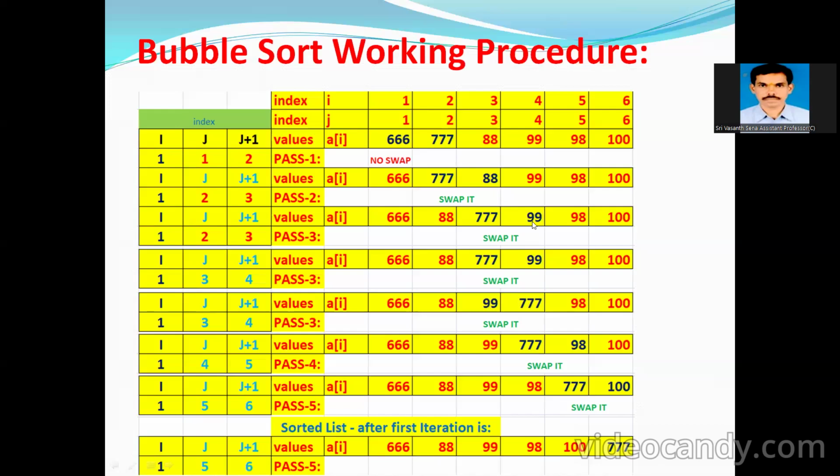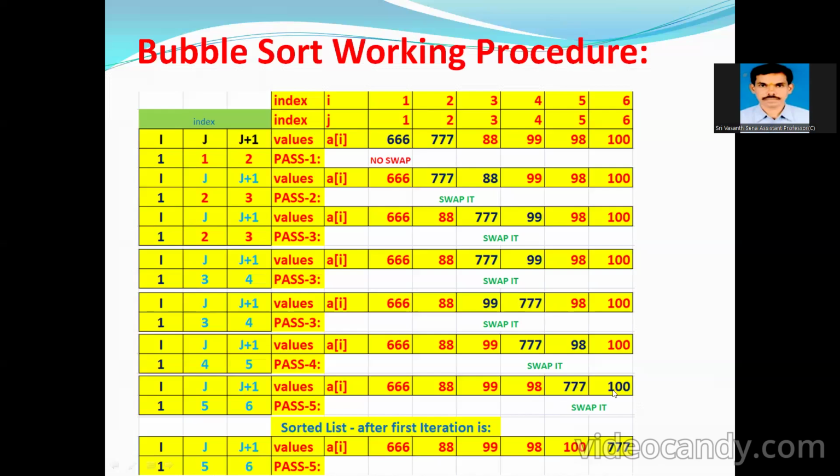This condition is true. Then we need to swap these two elements. So 99 comes to here, 777 goes to here. Again, 777 and 98, you need to compare. 777 is greater than 98. This condition is true. Again, we need to swap these two elements. So 98 comes to this position and 777 goes to here.